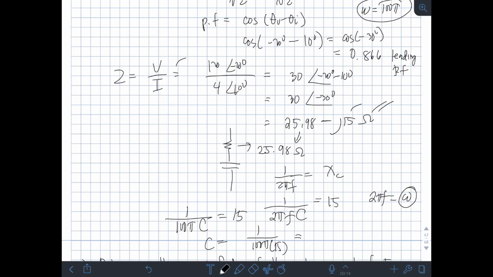So, using calculator, ano ito? 212.2 microfarad. So, therefore, ito yung ating series connected load. Capacitor with value 212.2 microfarad and a resistor with value 25.98 ohms.